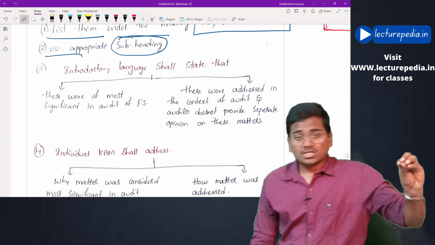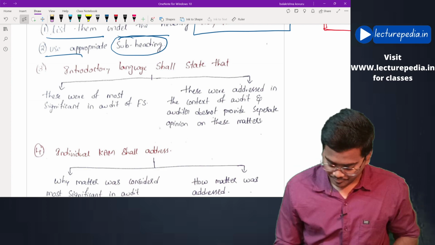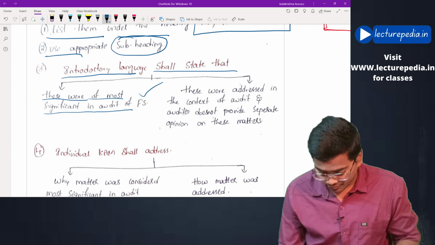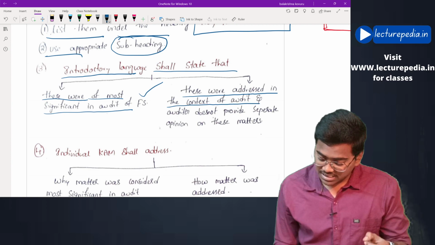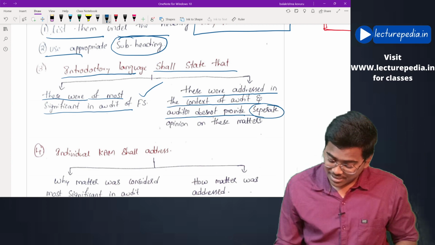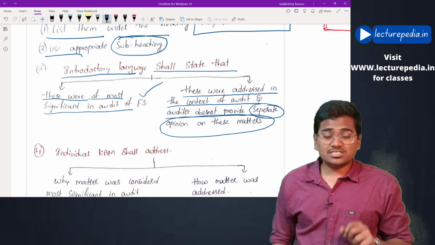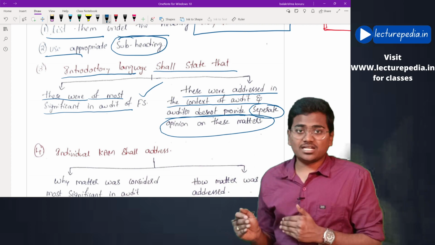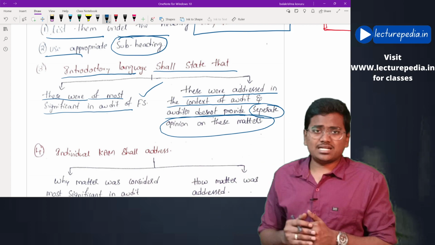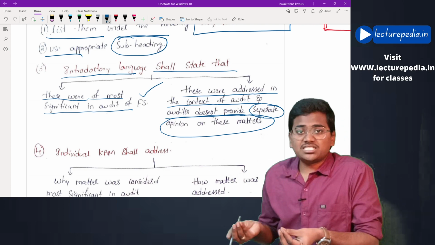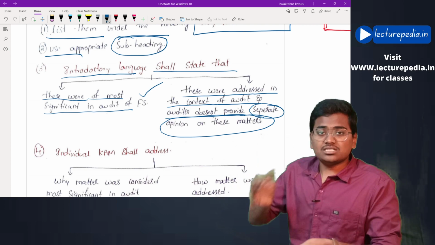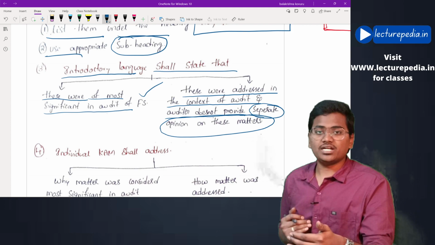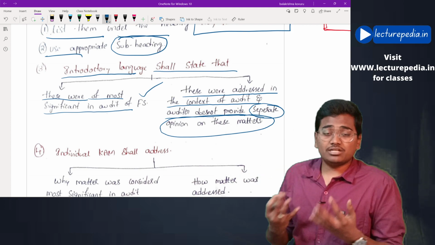After that, the introductory language of this paragraph should be like this. Introductory language shall state that these were most significant in audit of financial statement. These were addressed in the context of audit, and auditor does not provide separate opinion on these matters. These matters which I am communicating in the key audit matters are those matters which I have felt most significant for the audit, but I am not giving any opinion on these matters. You don't consider that this communication which I am making in the key audit matter is my opinion on these matters. I am just communicating to you which I have felt as significant for the audit. That's it. I am not giving any opinion on these matters.